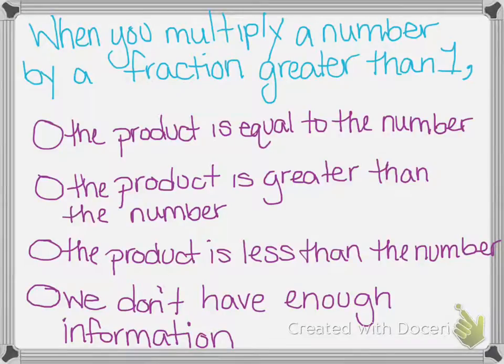Number 1 says choose the best answer. When you multiply a number by a fraction greater than 1, the product is equal to the number, the product is greater than the number, the product is less than the number, or we don't have enough information to know about the size of the product. So again, anytime you take a number and you multiply it by a fraction that is greater than 1, we know that our answer is also going to be greater than that number. So the second one is the best answer.